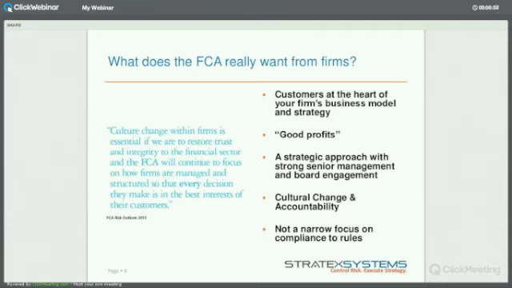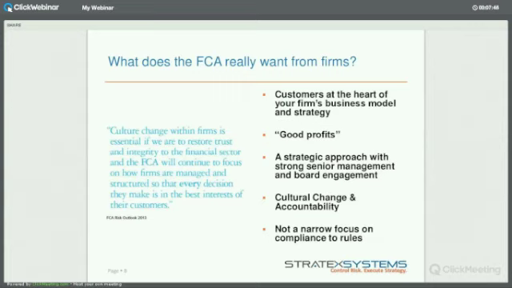So what does the FCA really want from its regulated firms? Well, what I've tried to do is summarise in a few points what we're hearing from our customers and also what we're hearing from the FCA itself, looking at their website and some of their speeches. So obvious first point there is customer at the heart of your business model and strategy. Second point is firms should make good profits, i.e. make profits out of delivering the right products and services to the right customer at the right time, as opposed to engaging in any mis-selling activity such as the PPI scandal that unfolded over the last few years.